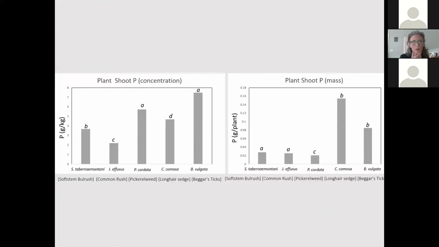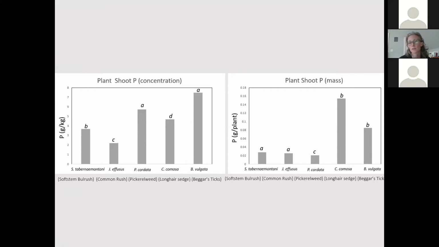And then we looked at the concentration and the total mass of phosphorus in the shoots, so the upper part of the plants. The concentration is how many grams of phosphorus are in every kilogram of plant material. If you look at it that way, Bidens vulgata, the beggar's tick that showed up on its own, and pickerelweed are the winners.